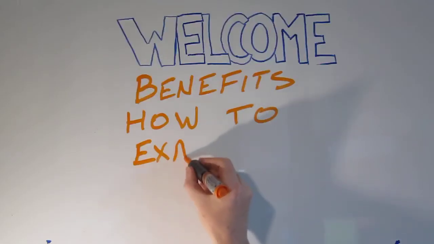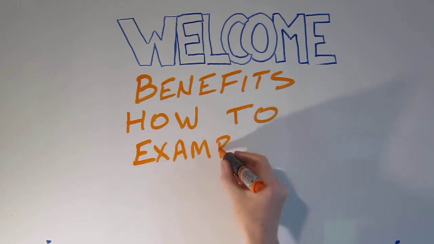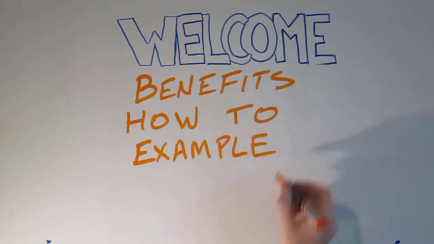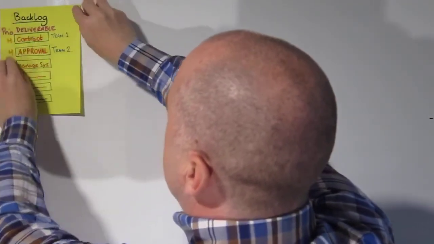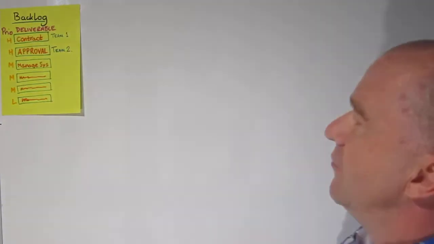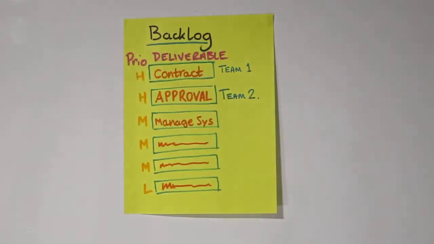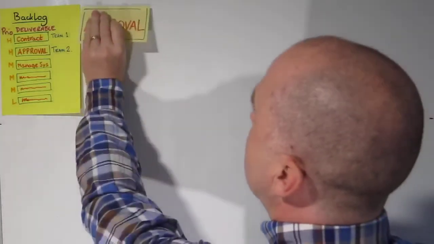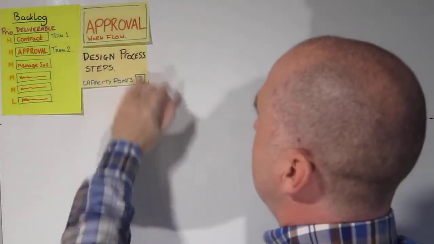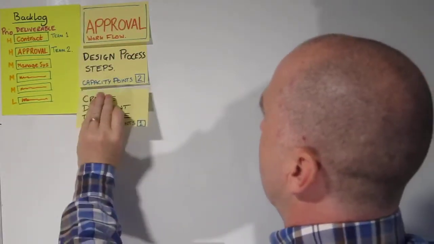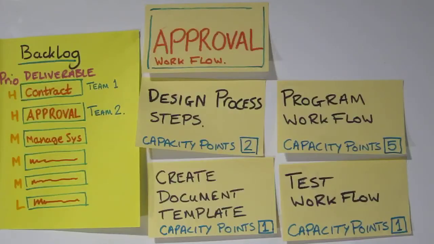Let's take a look at a simple example of how Agile can be used in practice. We begin with the backlog designed between the product owner and the customer of deliverables. Here we have contract approval management system, and for this sprint, Team 2 have been allocated the build of the approval workflow, and they've identified the activities required to complete the approval workflow. Here we have design process steps, create a document template, program the workflow, and test the workflow.